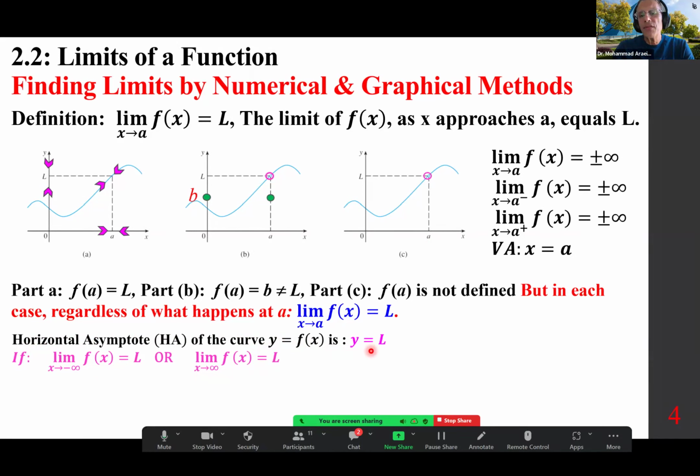Here's the definition of a VA, short for vertical asymptote. If the limit of f of x as x approaches a from the left, or a from the right, is either negative or positive infinity, then x equals a is a vertical line that represents the vertical asymptote of the function.